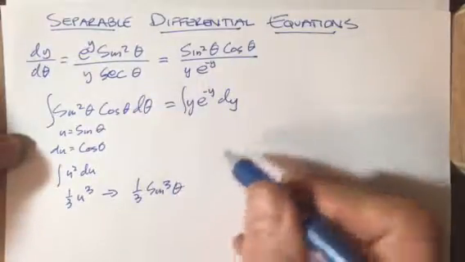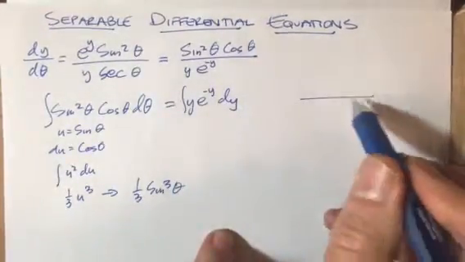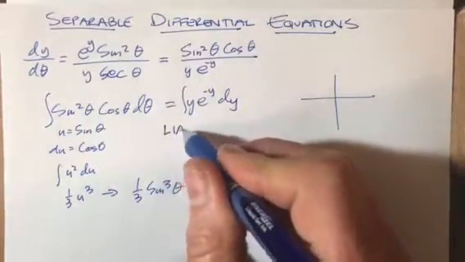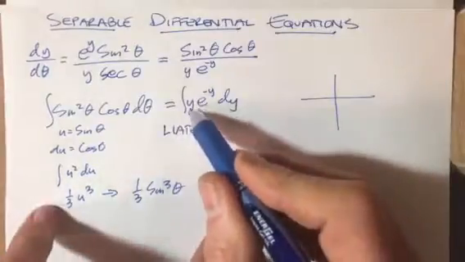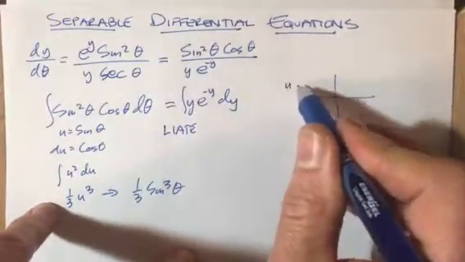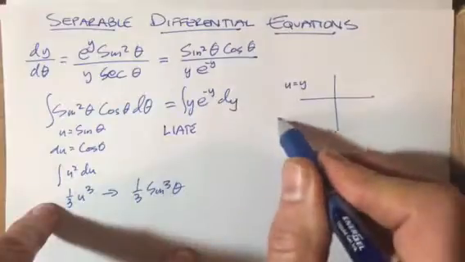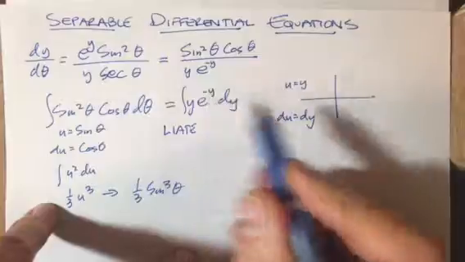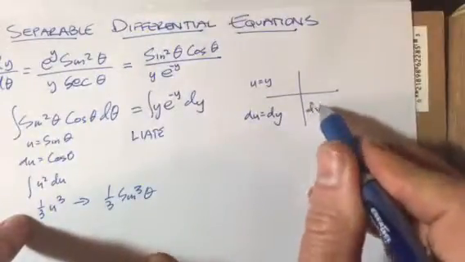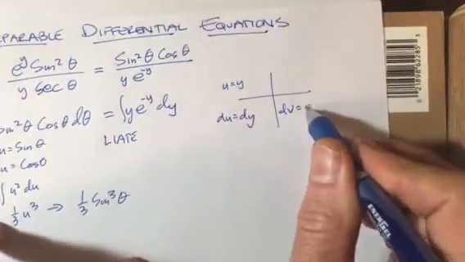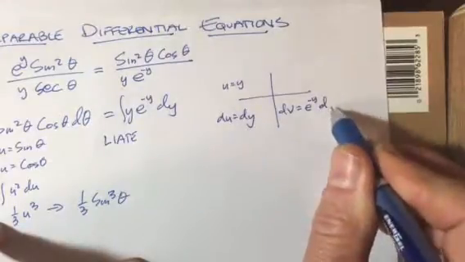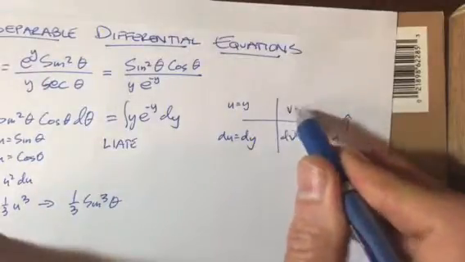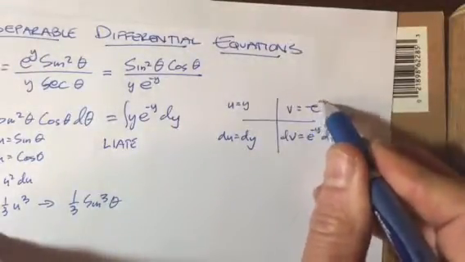And that is just going to be 1/3 u to the third, which then will give me 1/3 sine cubed of theta. Well, on this side, this is going to be by parts. If I use the LIATE rule, it's pretty clear what I'm going to have. So I say let u be equal to my y, and then du is equal to dy. That leaves the exponential part, so dv is equal to e to the minus y dy, and then I integrate up and I get v is equal to negative e to the minus y.